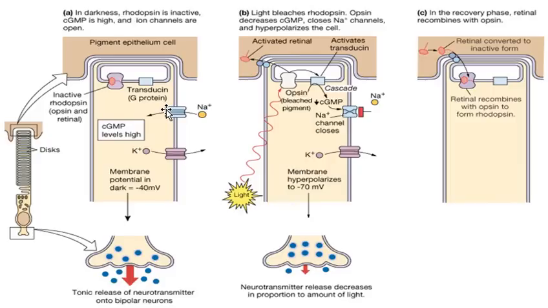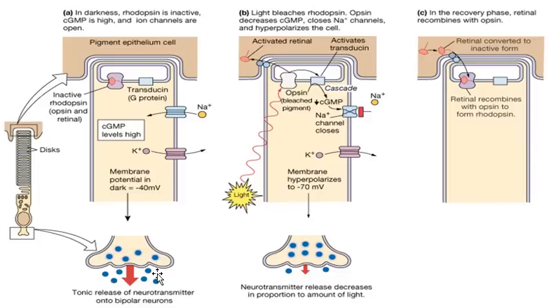Because there's this positivity kept up within the cell, we find that there's this tonic. Now, tonic is something that happens at rest, something that you can see happening at rest without any stimulation. So there's a tonic release of the neurotransmitter onto the bipolar cells. This is in the darkness.